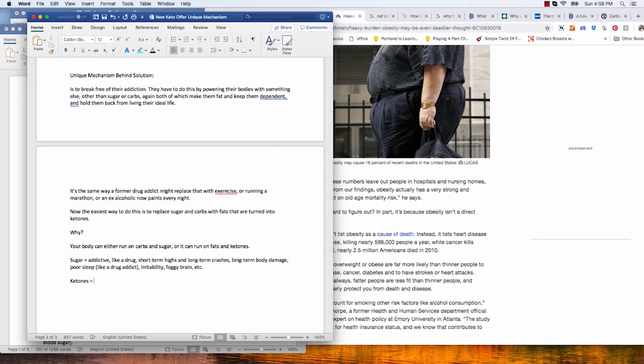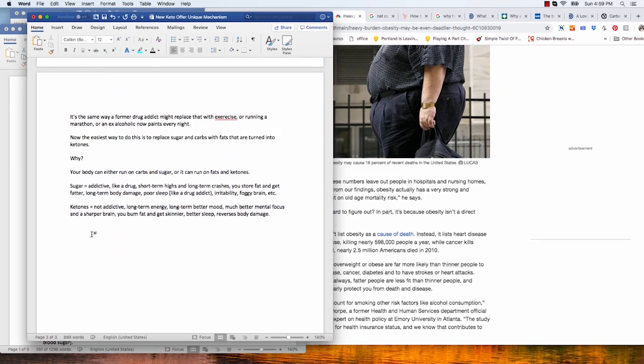Ketones equal not addictive, long-term energy, long-term better mood, much better mental focus and a sharper brain. Burning fat: sugar makes you store fat and get fatter, something like that, while with ketones you burn fat and get skinnier, better sleep, and it reverses body damage.